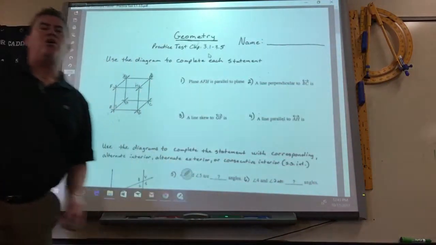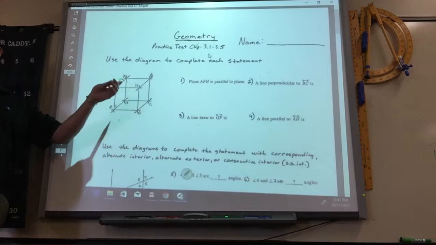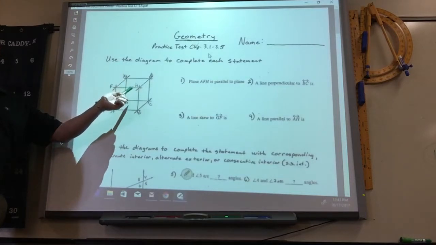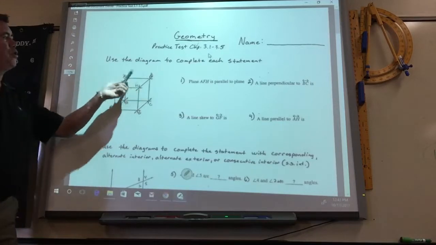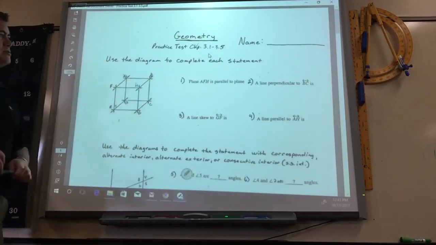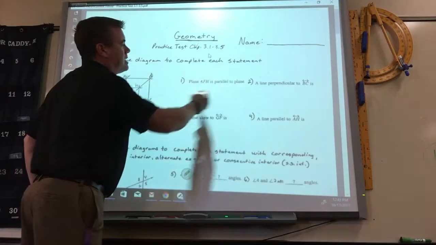All right, so the first one, right? They have a box here, and they just extended the lines to show the lines could go on forever and ever in both directions. So we just got to answer these questions.